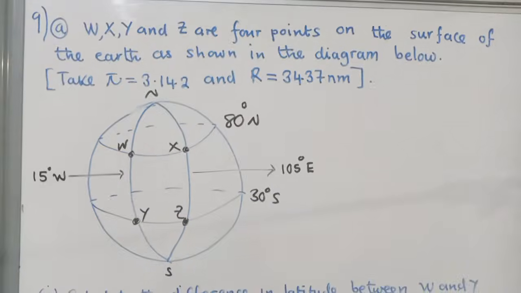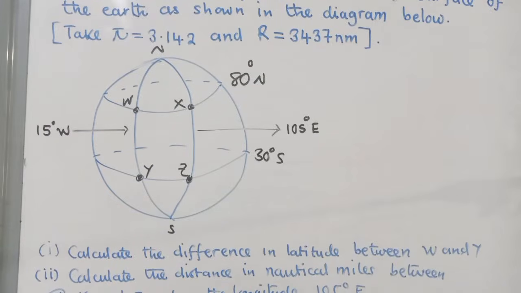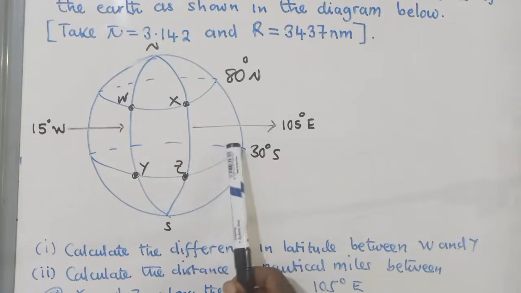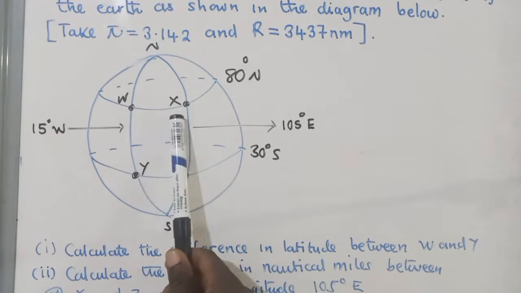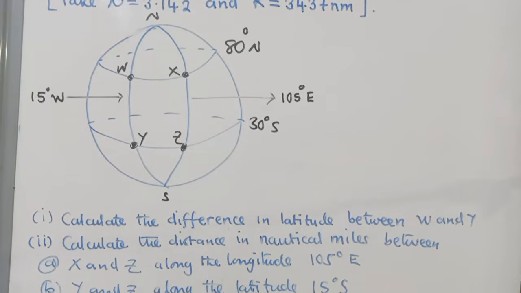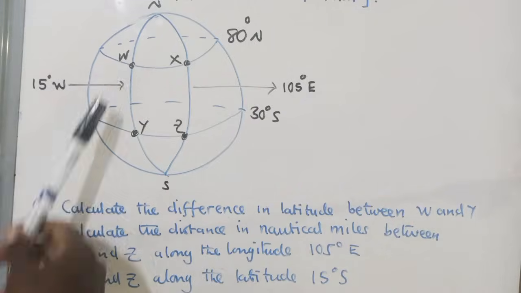So this is a diagram here. Hopefully you'll be able to see. We have north over here, south here. Of course we know this side is east and this is west. We have W, X, Y, and Z. So we go to the first question. The first question here says calculate the difference in latitude between W and Y. So W is over here and Y is here.